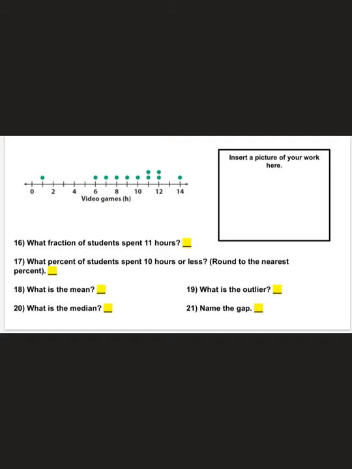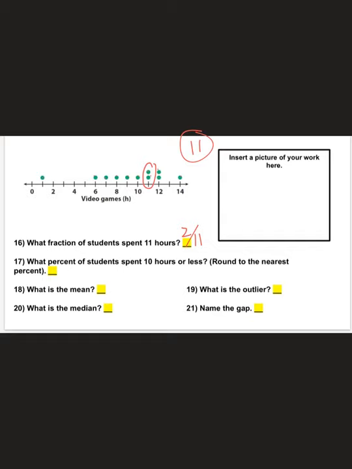So we have 1, 2, 3, 4, 5, 6, 7, 8, 9, 10, 11 dots total. I'm going to put that just in the corner so I don't forget. So what fraction of students spent 11 hours? That is 2 of our total of 11. So 2/11ths should be your final answer here.